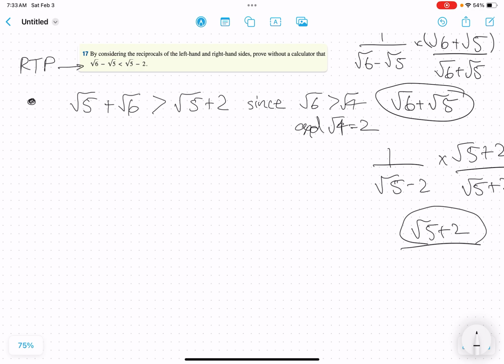And then, since they're both positive, we know when we do the reciprocals of positives, as long as they're positive, we can change the inequality. So we can say that. Now that's getting us much closer.